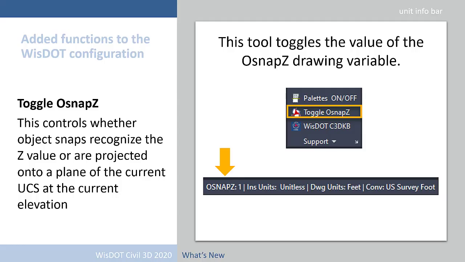Toggle OSNAP-Z. This controls whether object snaps recognize the Z value or are projected onto a plane of the current UCS at the current elevation, which is often 0. This tool toggles the value of the OSNAP-Z drawing variable.